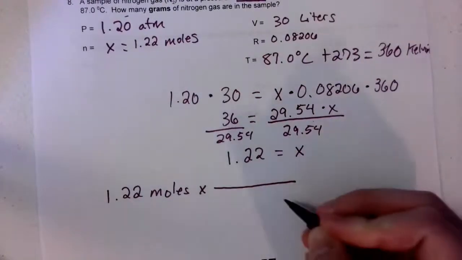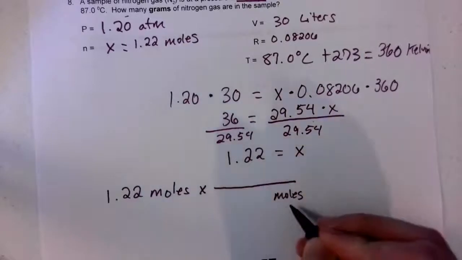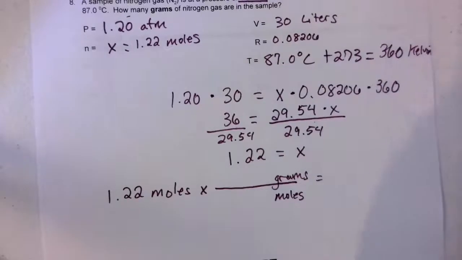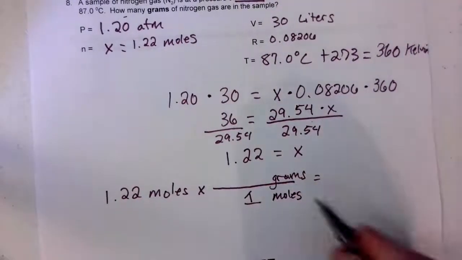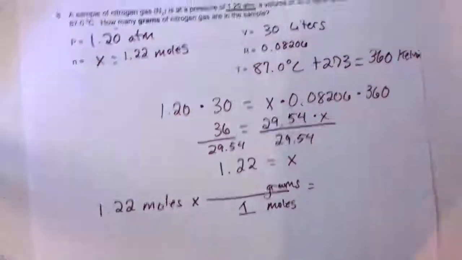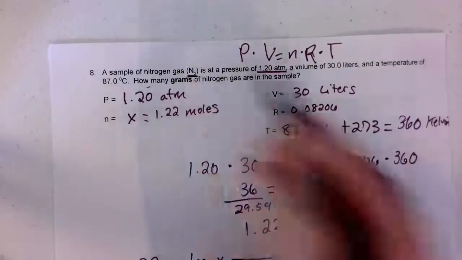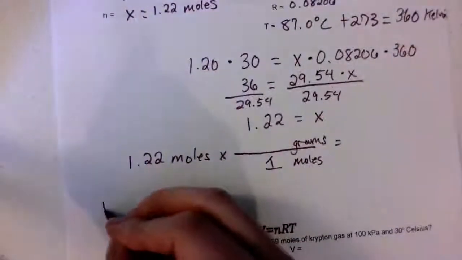Alright, so we're going to put moles on the bottom because that's the word we just had right here. So moles goes onto the bottom. And we're trying to convert it into grams. What number do you think should go with moles? A 1 always goes with moles. And now we need the molar mass for whatever this is. And if you look back up here at the top, it says a sample of nitrogen gas N2. Alright, so this is going to be N2.